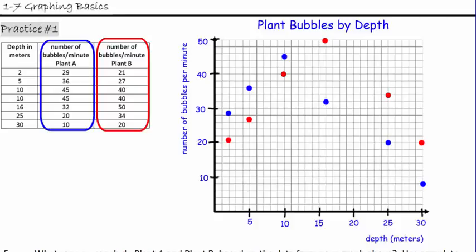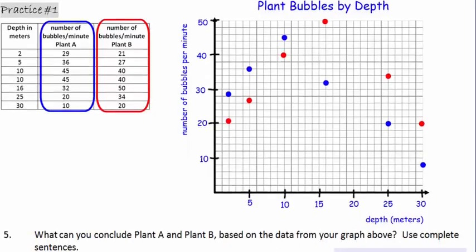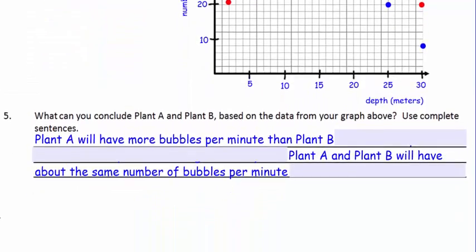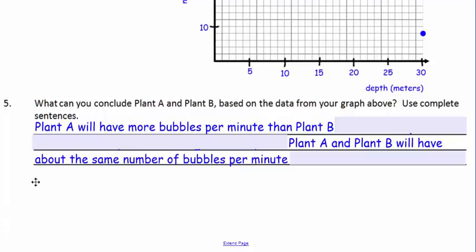Okay, so again, pause the video if you need a little bit more time plotting. And notice I've color-coded these. Okay, that's key. So then we're going to answer these questions, saying what can you conclude? It should be about plant A and plant B based on this data.